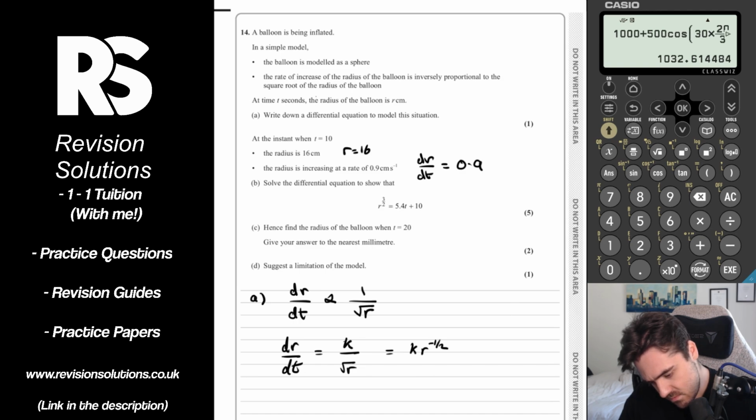Is that right? Sorry. Increase the radius inverse proportional to the square root. Yeah. Okay.